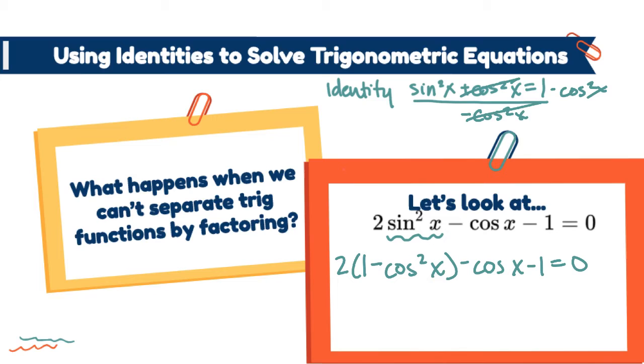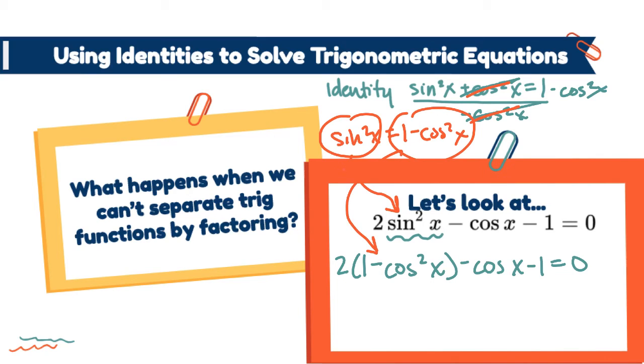And see how that came from sine squared x plus cosine squared x equals 1. We just subtracted cosine squared x from both sides, canceled that cosine squared x so that we had sine squared x equals 1 minus cosine squared x. And we were able to take that sine squared x here and replace it with what it equaled, which is 1 minus cosine squared x. So now everything on the left-hand side is all in terms of cosine.